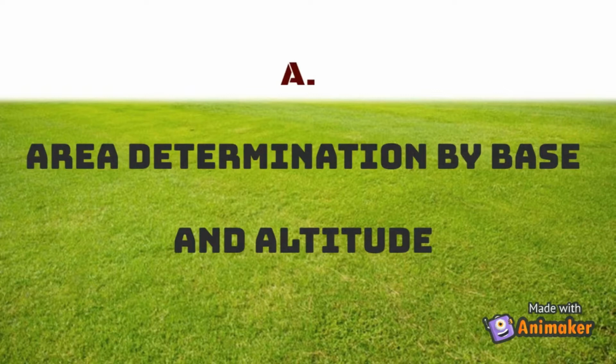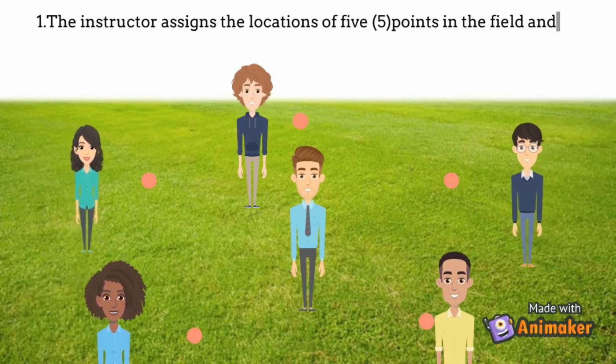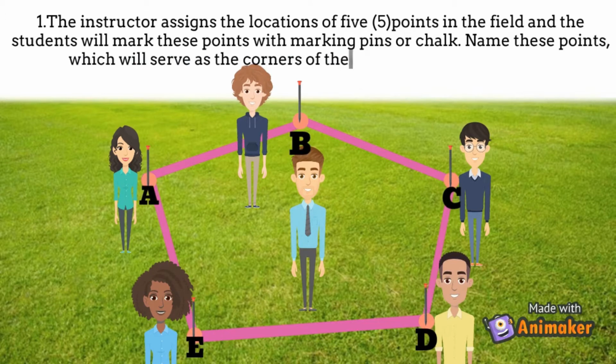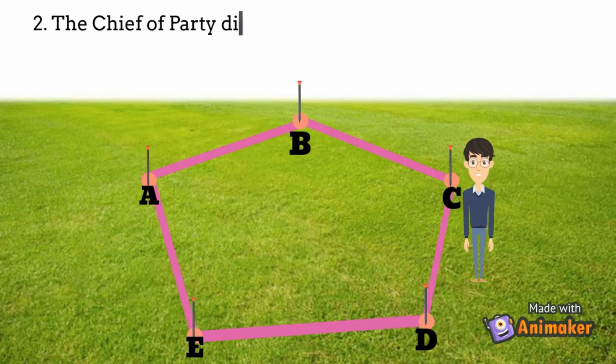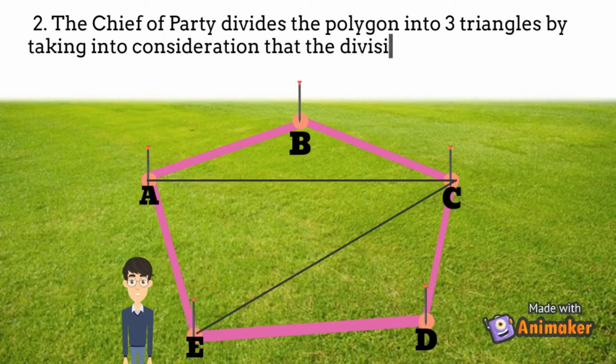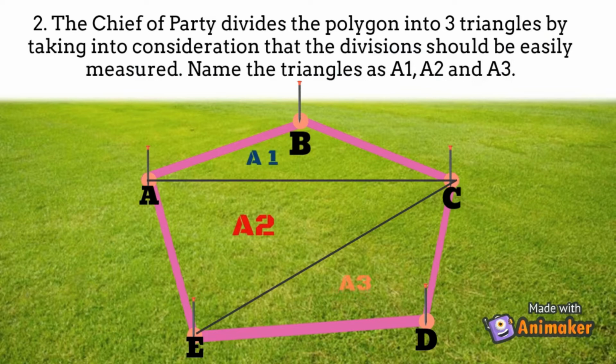Letter A. Area determination by base and altitude. First, the instructor assigns the locations of 5 points in the field, and the students will mark these points with marking pins or chalk. Name these points, which will serve as the corners of the polygon, as A, B, C, D, and E. The chief of party divides the polygon into 3 triangles, which will be designated as A1, A2, and A3.